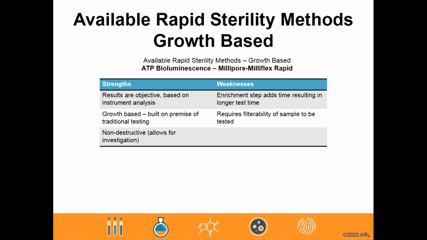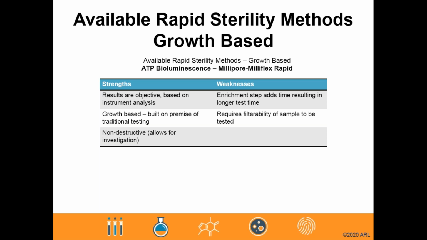Some of the known strengths and weaknesses regarding the Milliflex Rapid system are listed in the table on this slide. As is the case with multiple methods I will be discussing today, one of the biggest strengths with this system is that the results are instrument generated, meaning they are objective and require no analyst interpretation. This system relies on the growth of microorganisms, which is considered both a strength and a weakness, in that it is more akin to a traditional sterility test, but the growth step does require additional time prior to results generation.